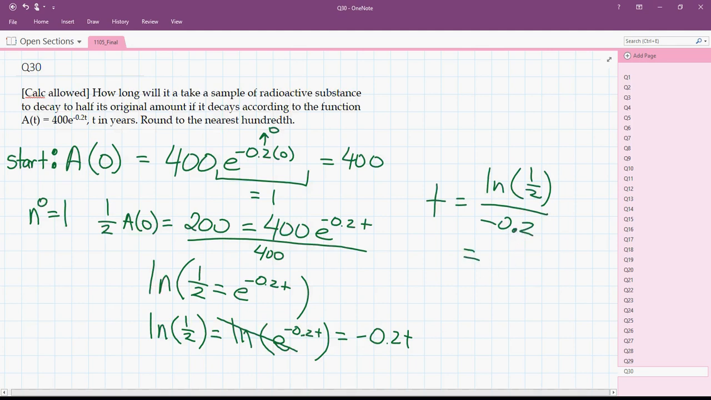If we put that in a calculator, divided by negative 0.2, we get 3. Let's see, what do they want us to round to? Round to the nearest hundredth, so we need 2 decimal places. So this would round to 3.47 years.